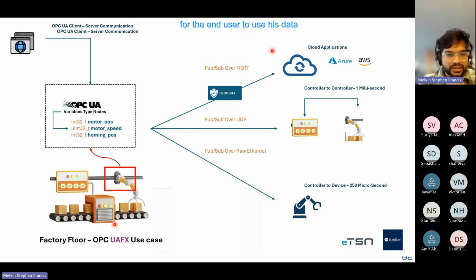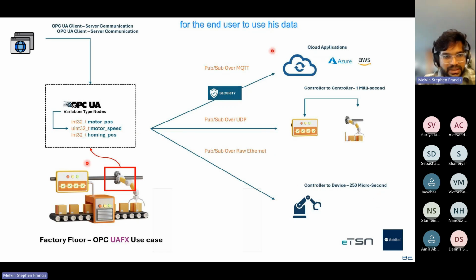Imagine this particular robot arm needs a refresh rate of 250 microseconds. So obviously client server communication cannot cater to these needs, just because it's a connection based protocol and for its own reason in the design. So for this purpose, these three variables can be sent over PubSub over raw Ethernet, and you can receive a cycle time of 250 microseconds.